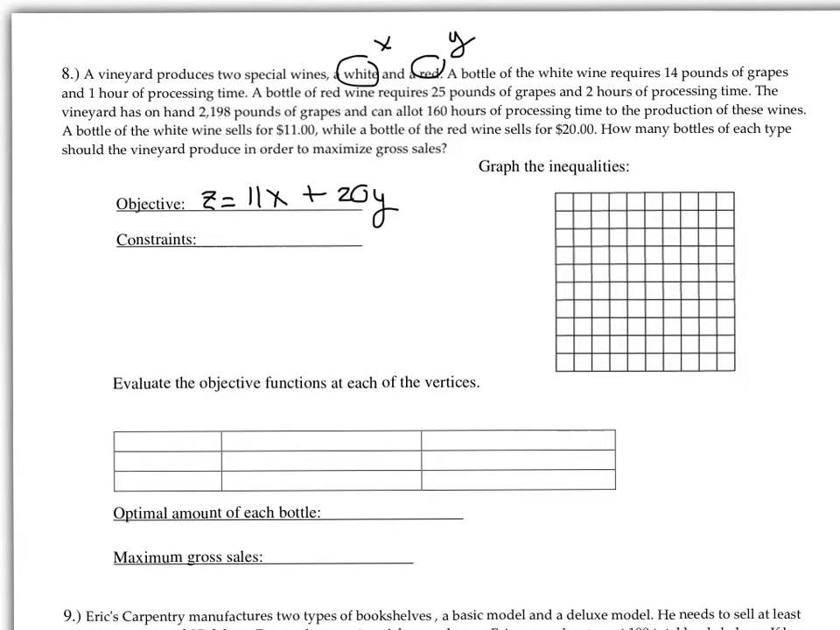All right, so we're always going to have 2 implied constraints. You're not going to make negative bottles of white wine or negative bottles of red wine. So both of them have to be greater than or equal to 0.